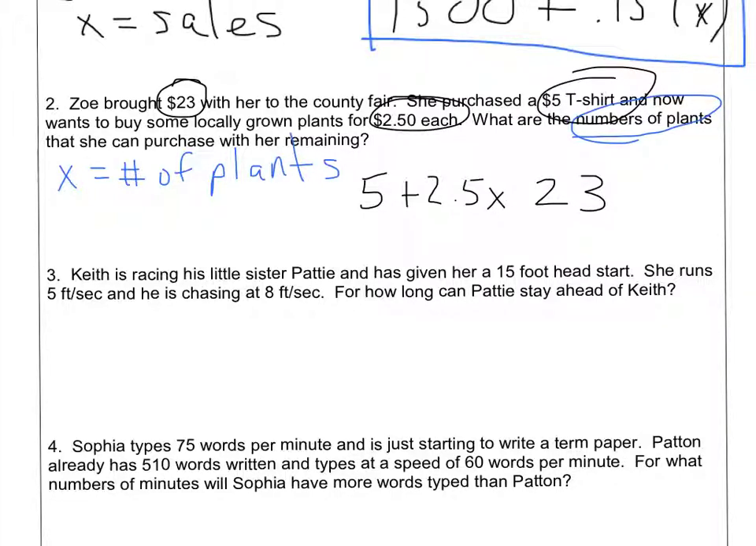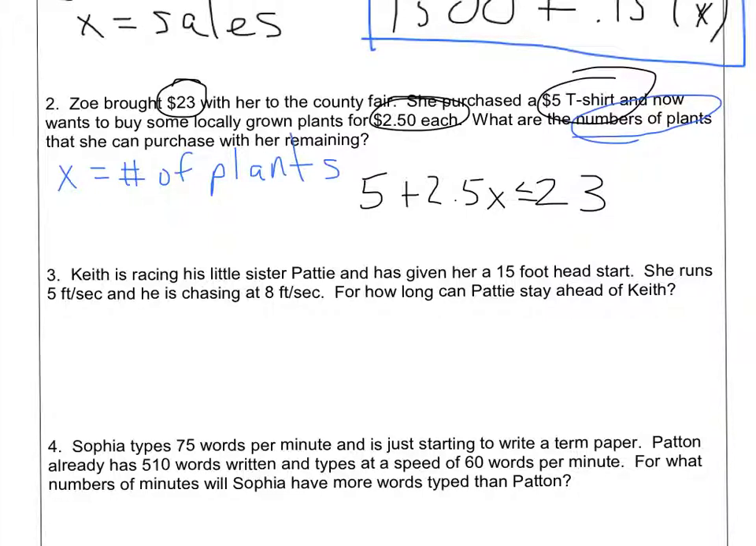If she only has $23, she can't spend more than that. She has to spend less than or equal to that. So if we just say equal to, that's how many plants she can buy. It has to be less than or equal to. So keep in mind, the number of plants is going to be a whole number. We'll see as we solve. Okay, so that would be the setup.